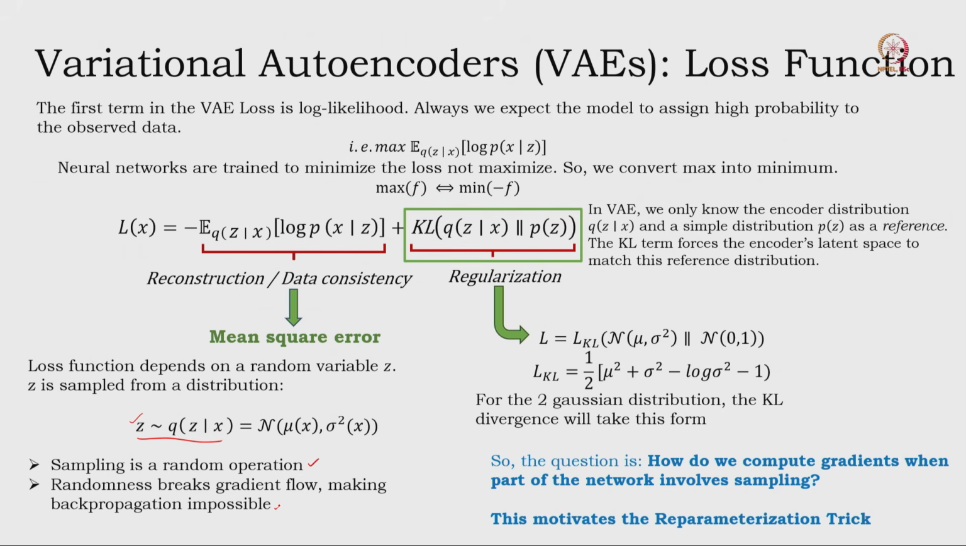Therefore, how are we going to solve this particular problem? We compute the gradients by slightly modifying this architecture. This leads to the reparameterization trick, which will be our point of discussion for the next session. So this is the loss function, and because in VAE Z is sampled from this distribution, back propagation does not flow. Therefore, Z is not directly sampled from this. We are going to do a small modification that we will see in the next session.